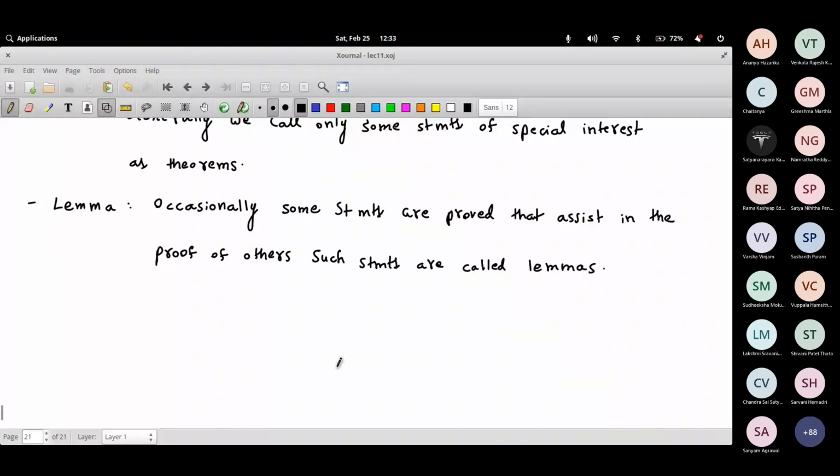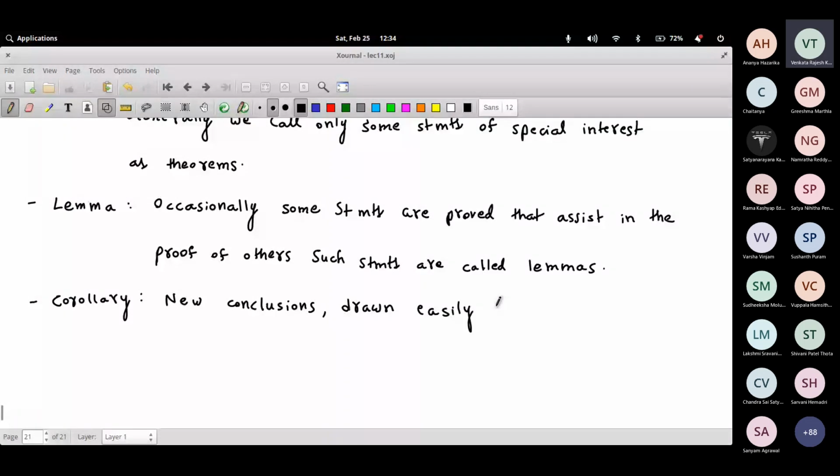All right, and then we have corollary. New conclusions, drawn easily from theorems are called corollaries.